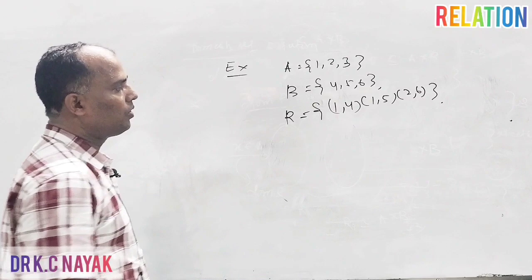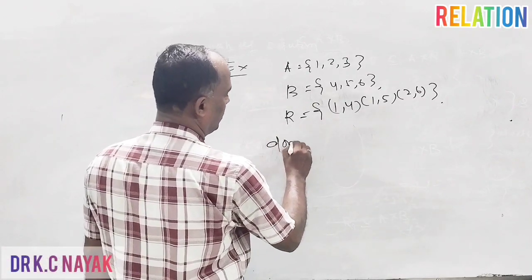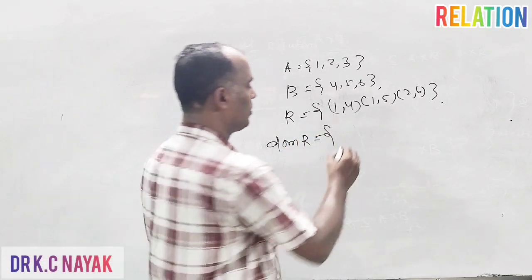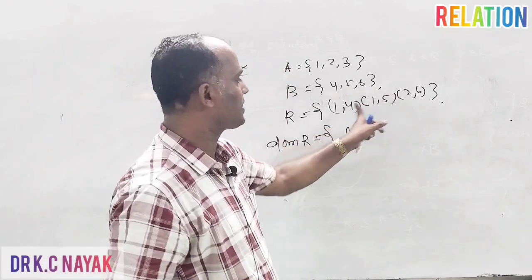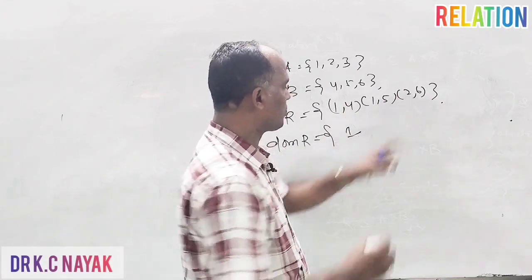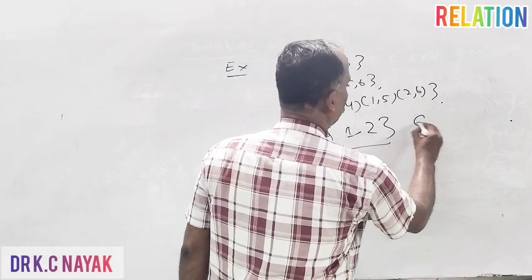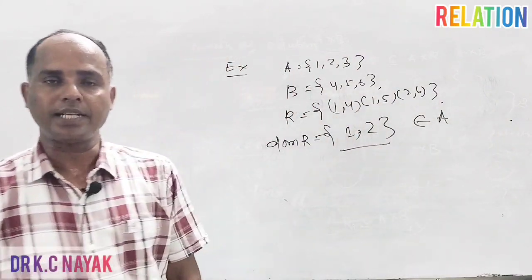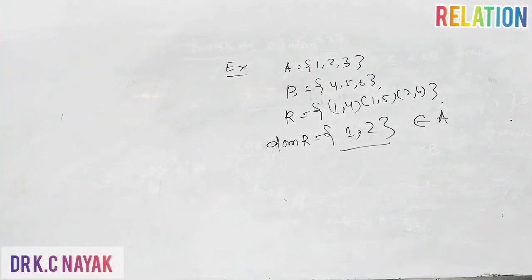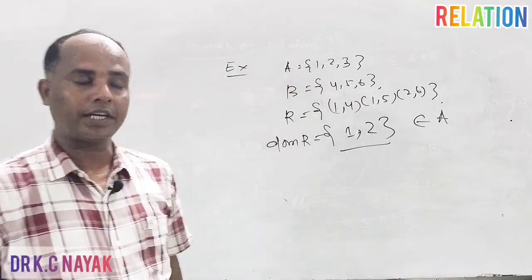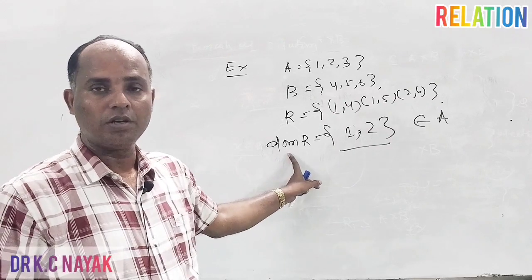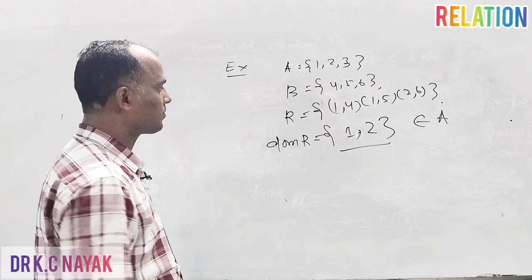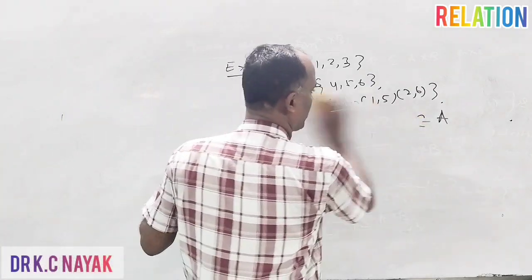Right. So which is the domain of the relation? The domain of a relation is the first element of the ordered pairs. First element: 1. Second, first element 1. Here also 2. So 1, 2. These 1, 2 belong to set A. That means these elements 1, 2 are represented as the domain of the relation, and R is a subset of A cross B. This is the domain of the relation.